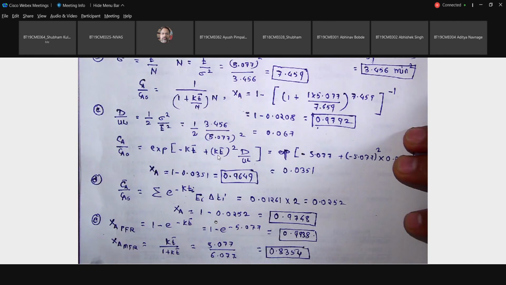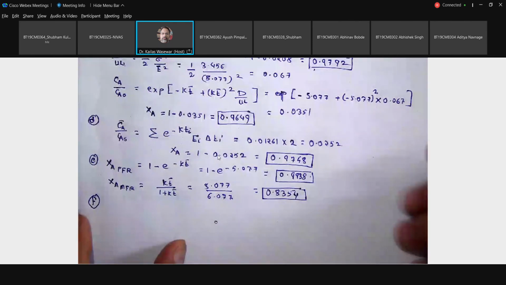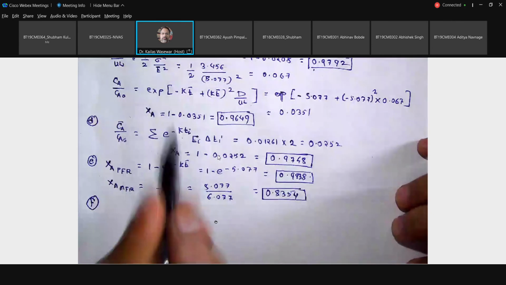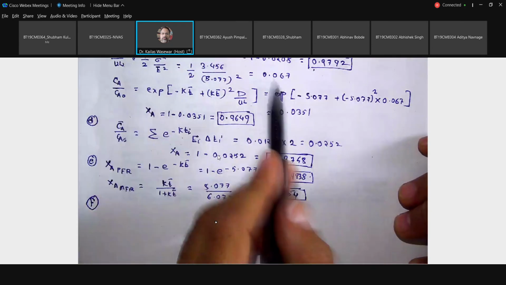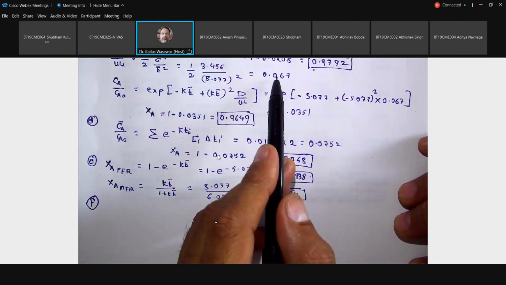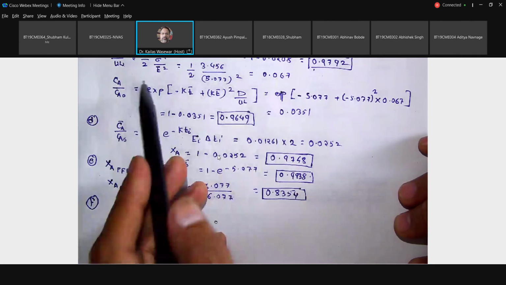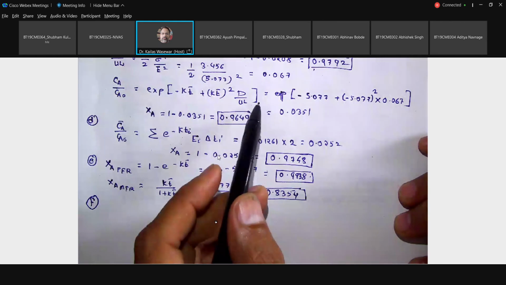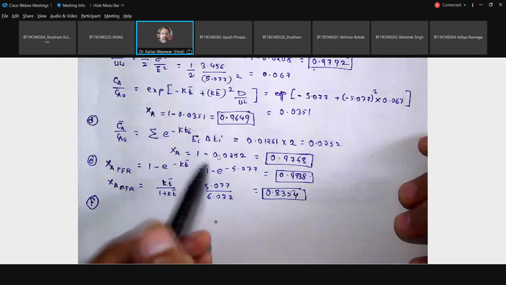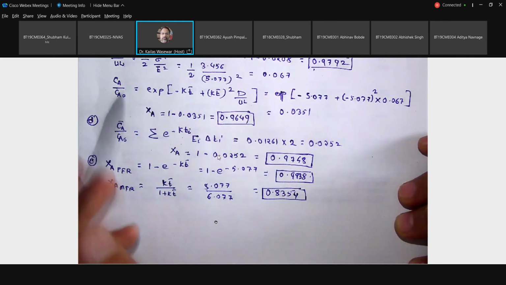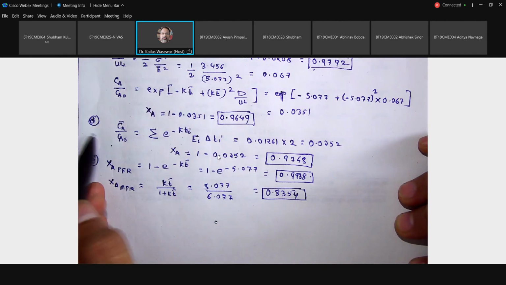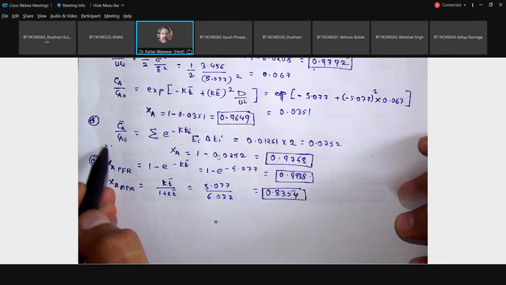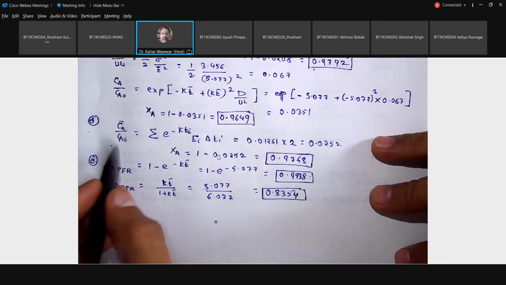Finally, it was mentioned to comment on this one. What comment can you put? The dispersion number is coming to be more than 0.01, so the low dispersion model is not applicable. Hence, the results may be predicted better by the segregation or tanks-in-series model. As the reaction is first order, it will be better predicted by the segregation model.